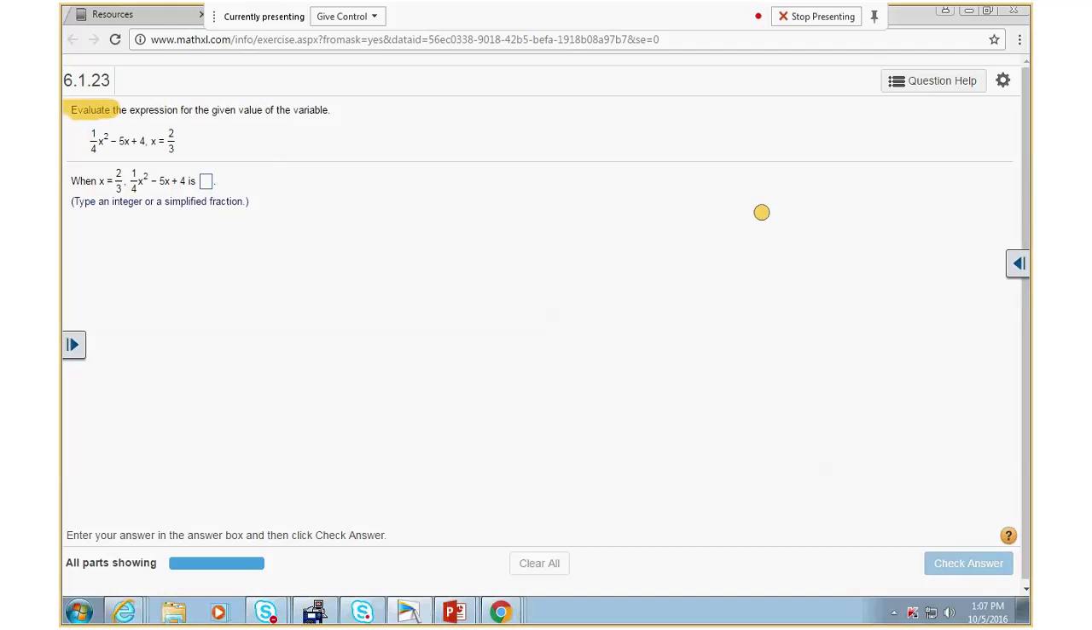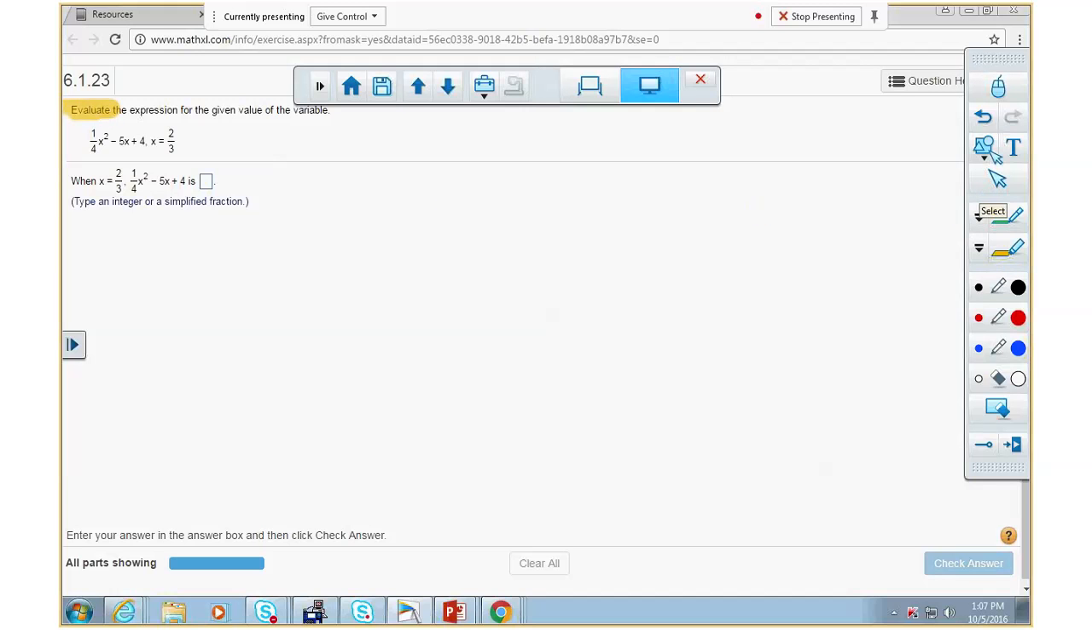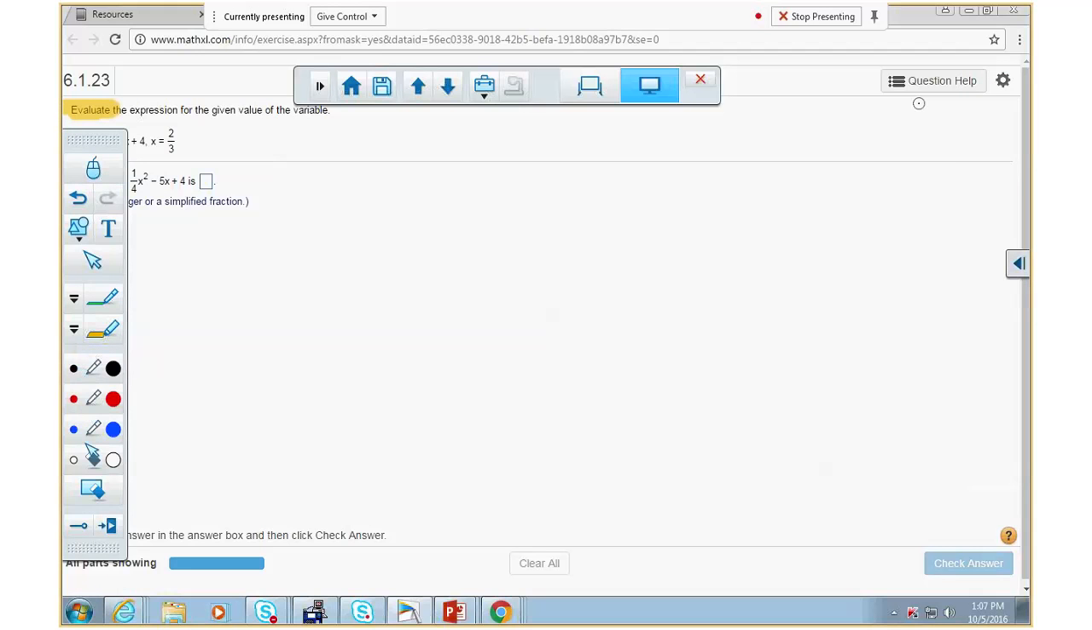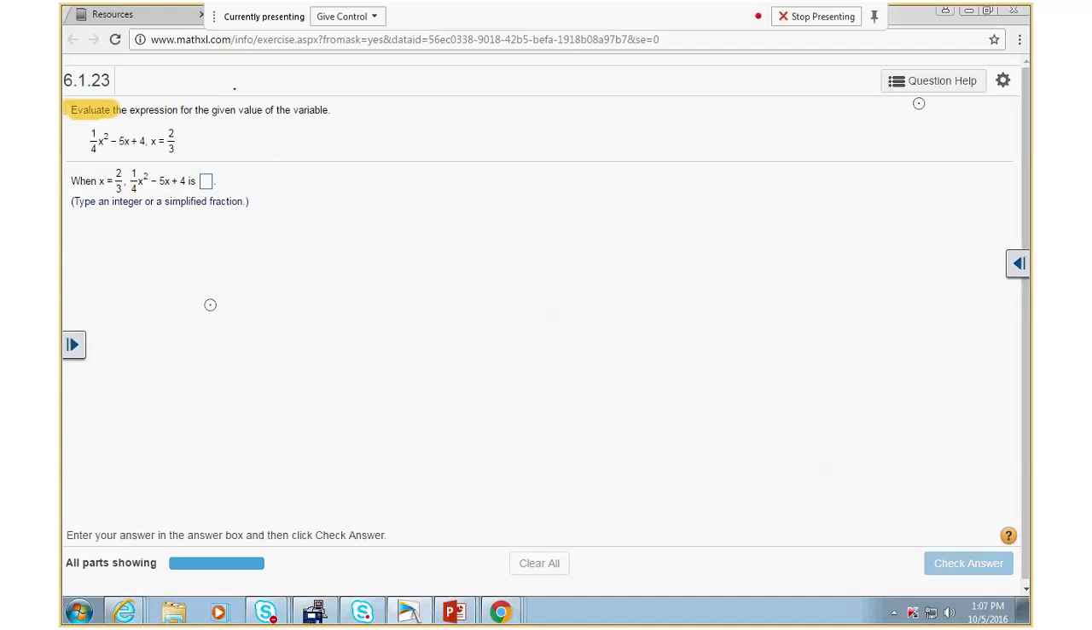Evaluate means what? Plug and what? Plug and chug. It means you're not going to use algebra. You're going to use what? Order of what? So wherever there's an X, I'm going to plug in a set of what? A big set of parentheses. Plus 4. And what are we going to plug in to the big set of parentheses? Say again?